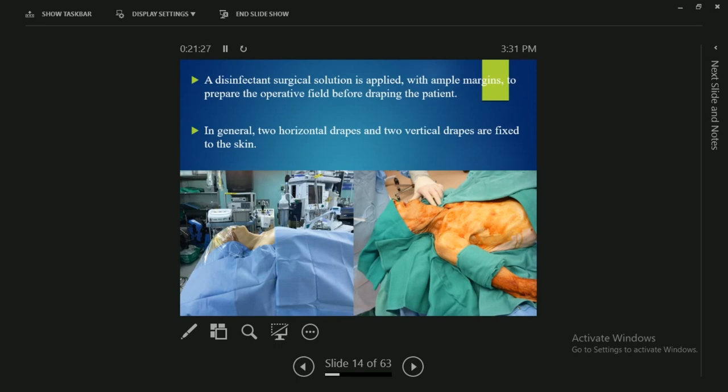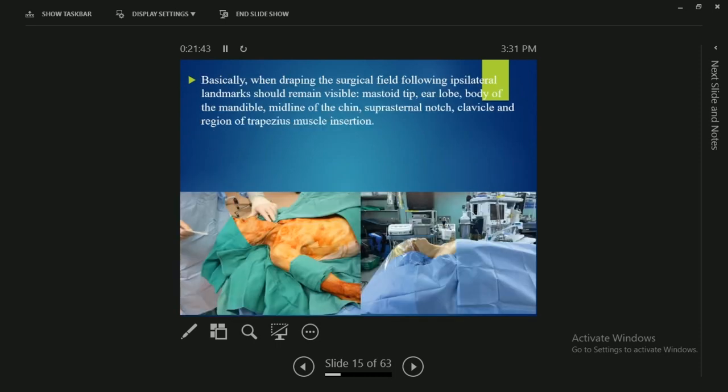A disinfectant surgical solution is applied with ample margin to prepare the operative field before wrapping the patient, and in general 4 drapes are used, two vertical drapes and 2 horizontal drapes. Basically, when wrapping the surgical field, the following ipsilateral landmarks should be visible: mastoid tip, ear lobule, body of the mandible, midline of the chin, suprasternal notch, clavicle and region of trapezius muscle insertion.